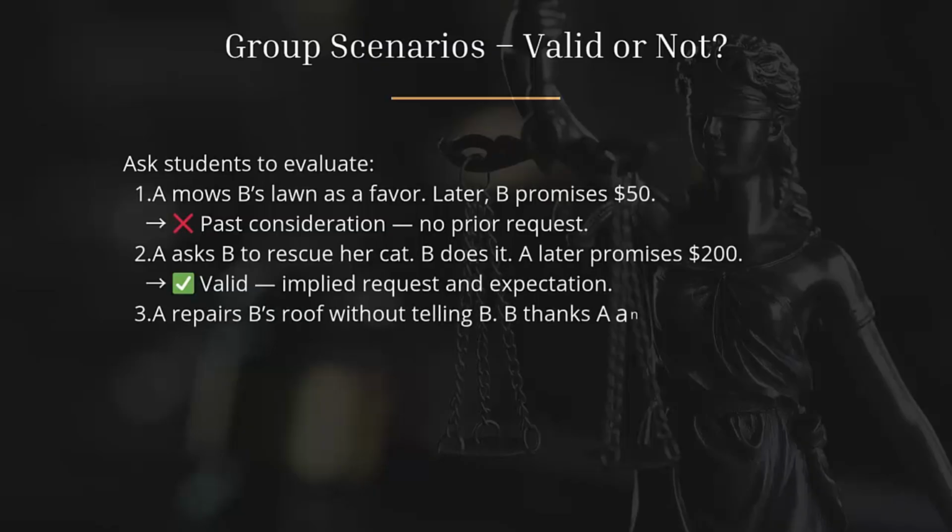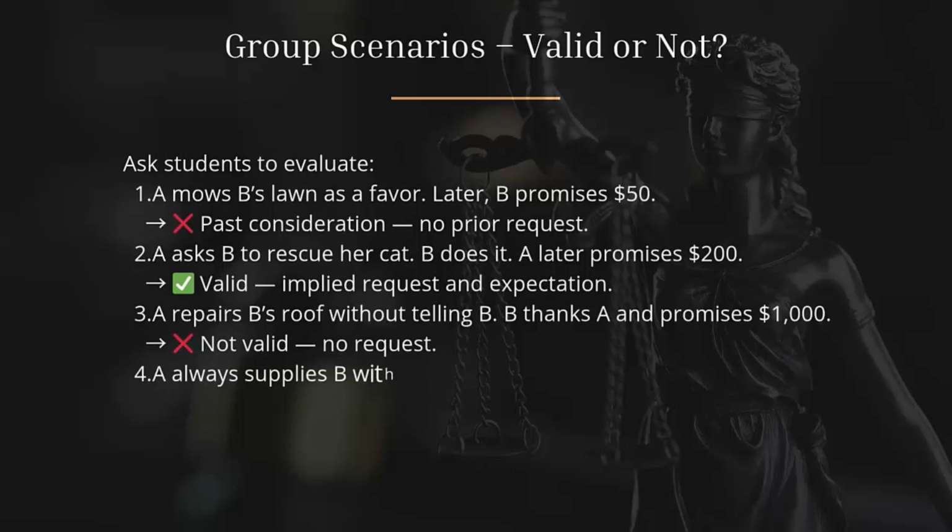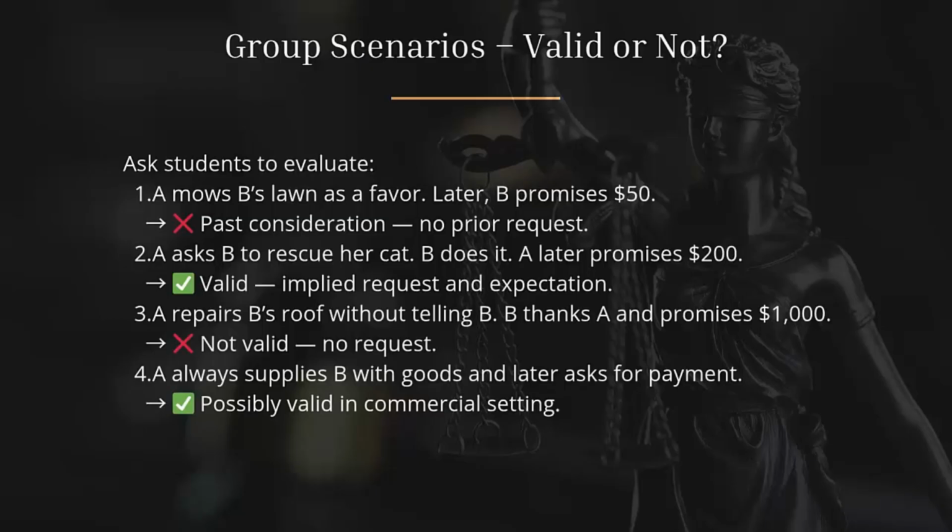A repairs B's roof without telling B. B thanks A and promises $1,000. Not valid: no request. A always supplies B with goods and later asks for payment. Possibly valid in a commercial setting.